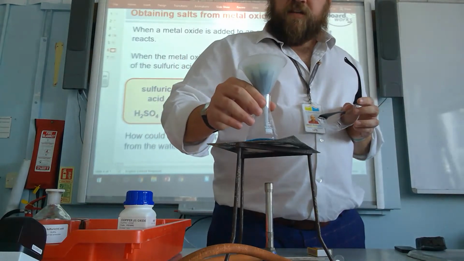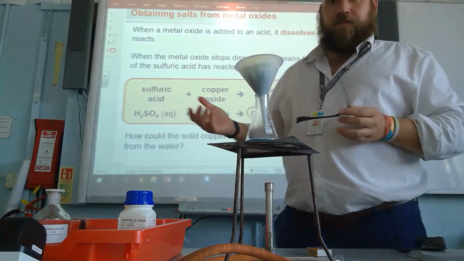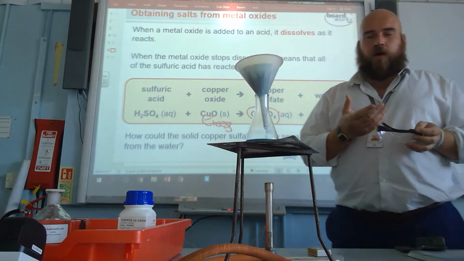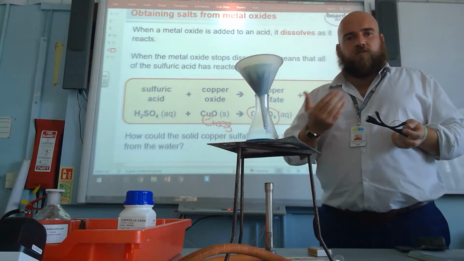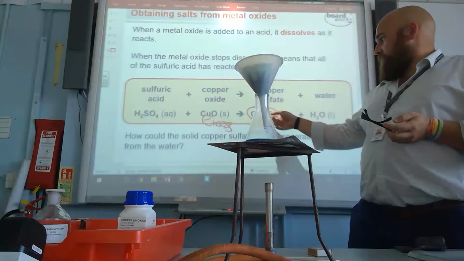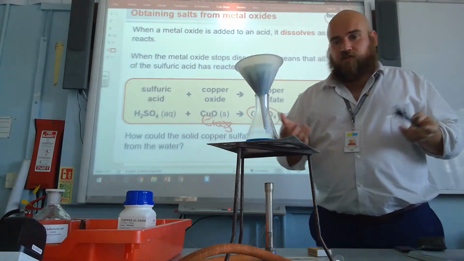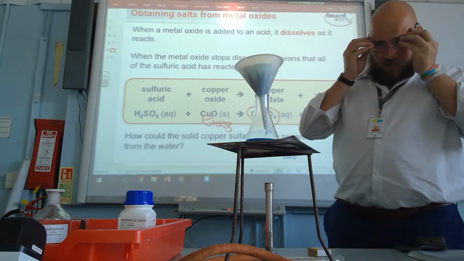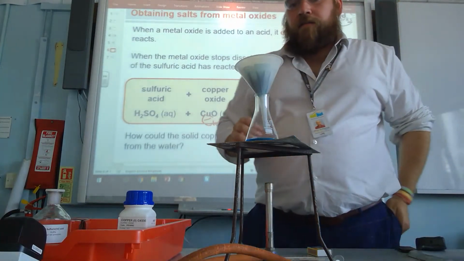And the more copper oxide you've got to dissolve, the bluer the solution will be, because it's the copper ion, thinking back to our work on transition metals, transition metal compounds tend to be colored. So why is that a blue solution? Well, it's nothing to do with the sulfate ion, because that just contains sulfur and oxygen. It's the copper ion, which is giving it that gorgeous blue color. Okay, so there you go.